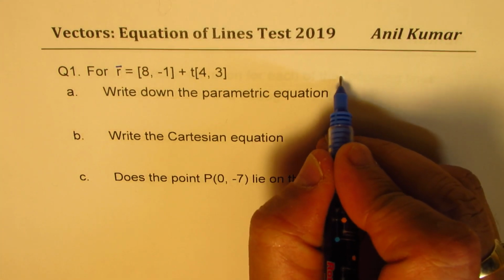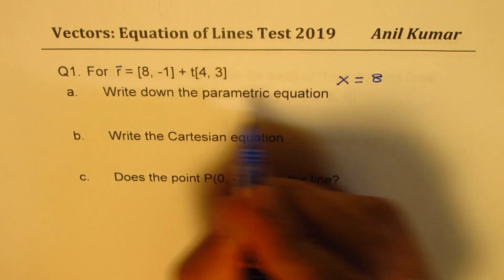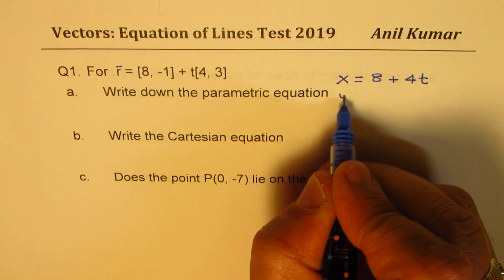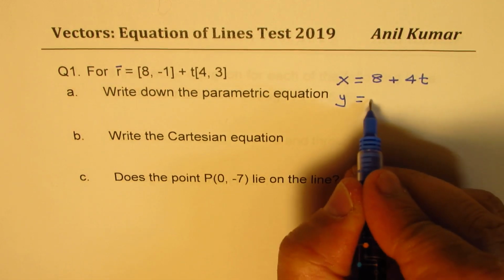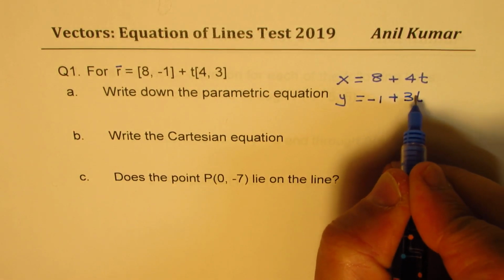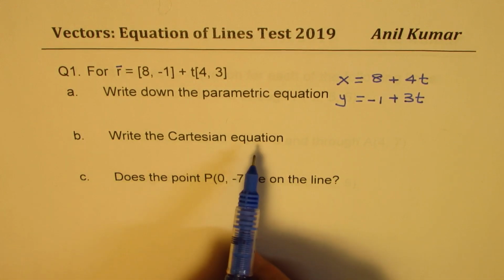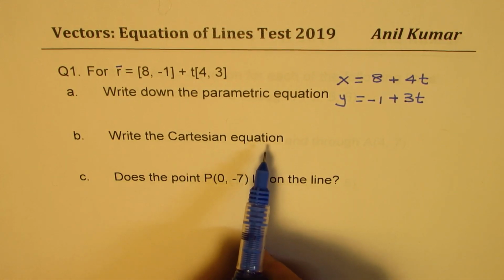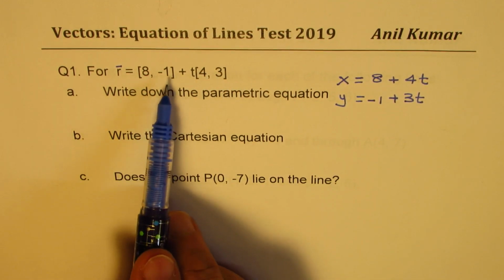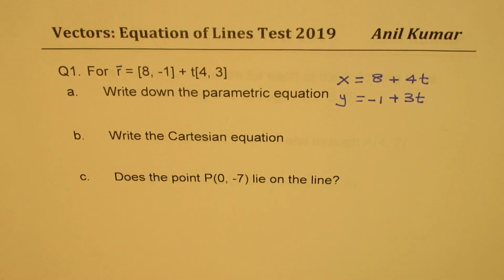So from here, we can straight away write x is equal to 8 plus 4t and y is equal to minus 1 plus 3t. Part B, write the Cartesian equation. Now to get the Cartesian equation, what we could do is write this vector equation in the form of symmetric, right? So let's do this solution here.